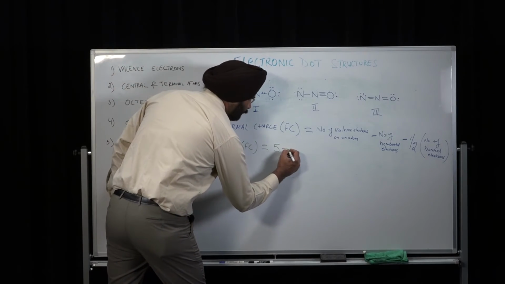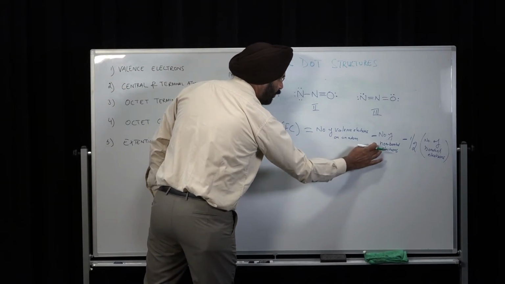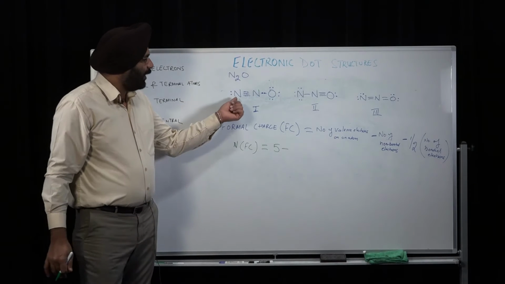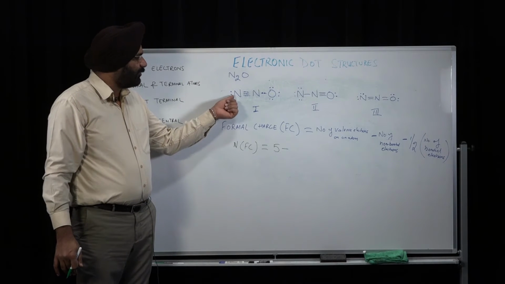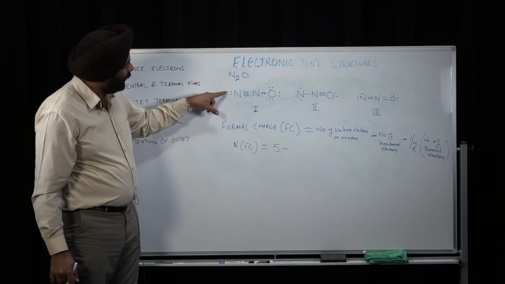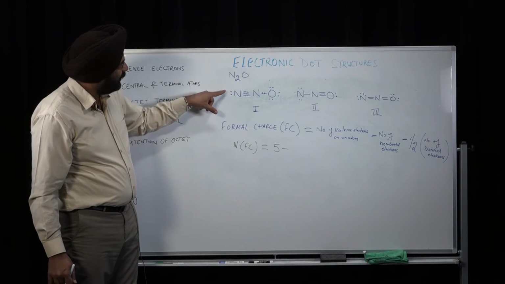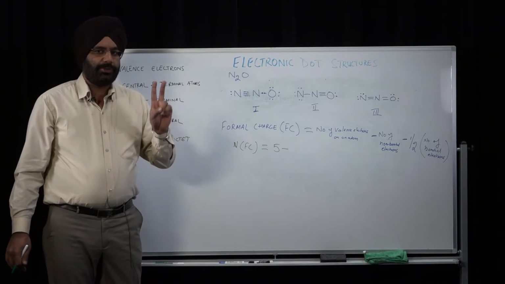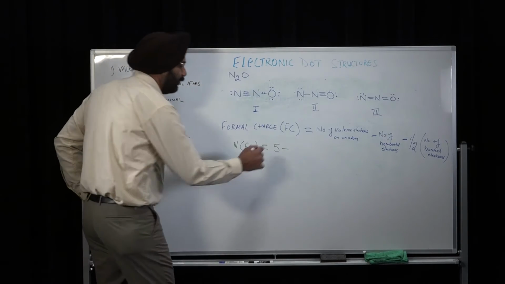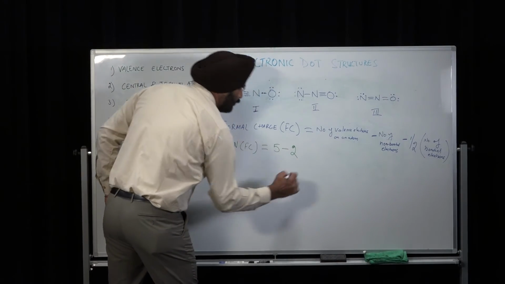minus the number of non-bonded electrons. So now if I see the electronic dot structure, the number of non-bonding electrons for this nitrogen is 1 and 2. So there are 2 non-bonding electrons. So I'm putting 2 down there.